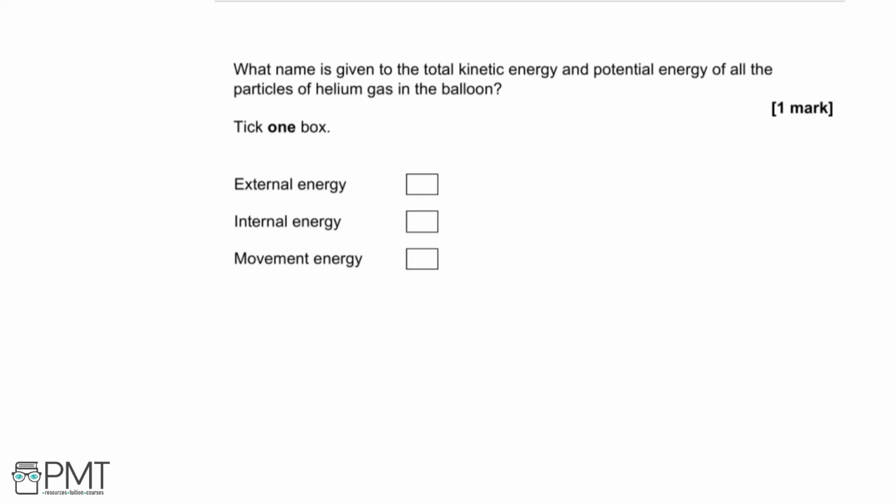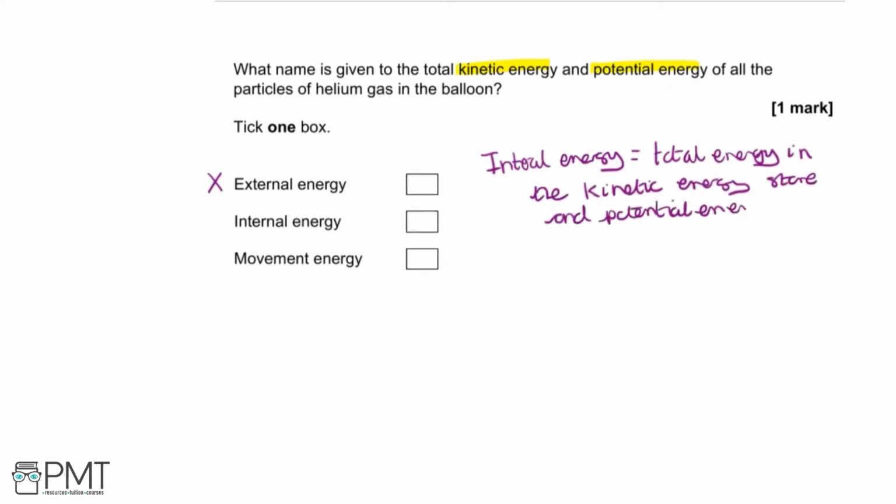What is the name given to the total kinetic energy and potential energy of all of the particles of helium gas in the balloon? Is it external energy? I've never heard of that before, so it's probably not that. Is it internal energy? Internal energy is the total energy in the kinetic energy store and potential energy store of particles in a substance. This does match our definition, so I think that's the right answer, but I'll check the last one just to make sure. Is it movement energy? Movement energy is an informal term for kinetic energy, so that's not the answer. And this is the correct answer.